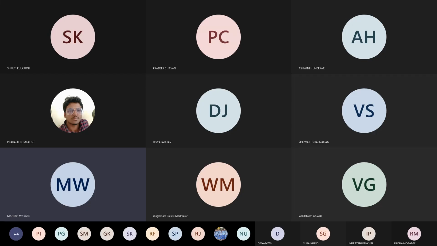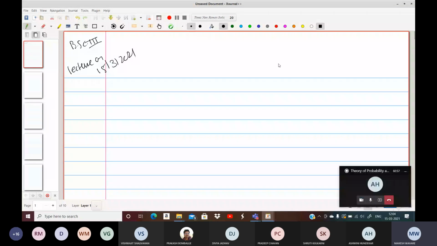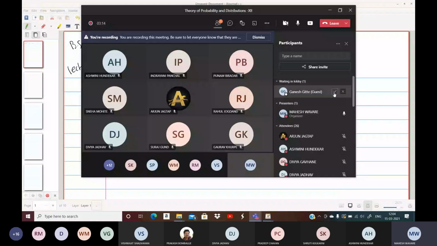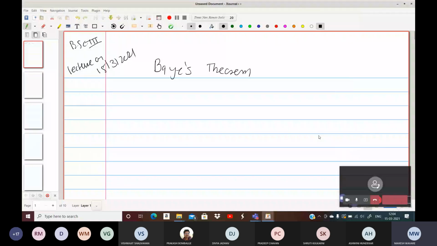So today we'll discuss Bayes' theorem. Before proving Bayes' theorem, we have the theorem of total probability.